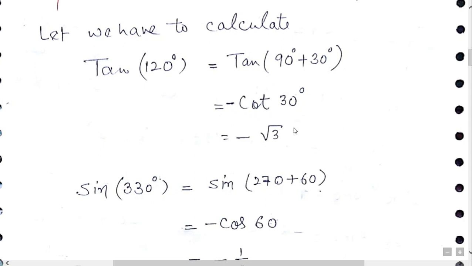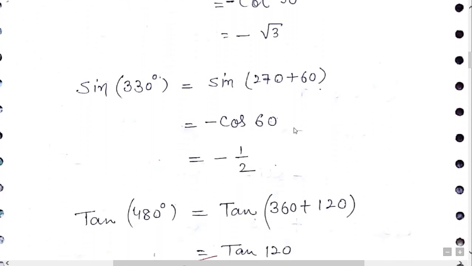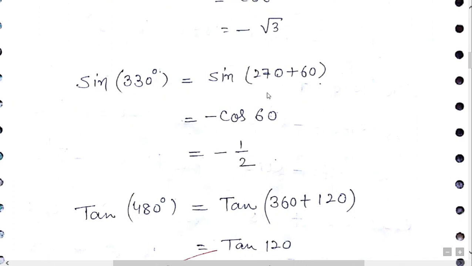Now insert the value of cot 30. Now sine 330, or sine 270, the T ratio changes. First of all, we can divide this angle into 2 parts, 270 plus 60. Because of 270, sine is converted into cos, and the angle lies in fourth quadrant, and in fourth quadrant sine is negative. That's why it's minus cos 60. Now insert the value of cos 60. The answer is minus 1/2.